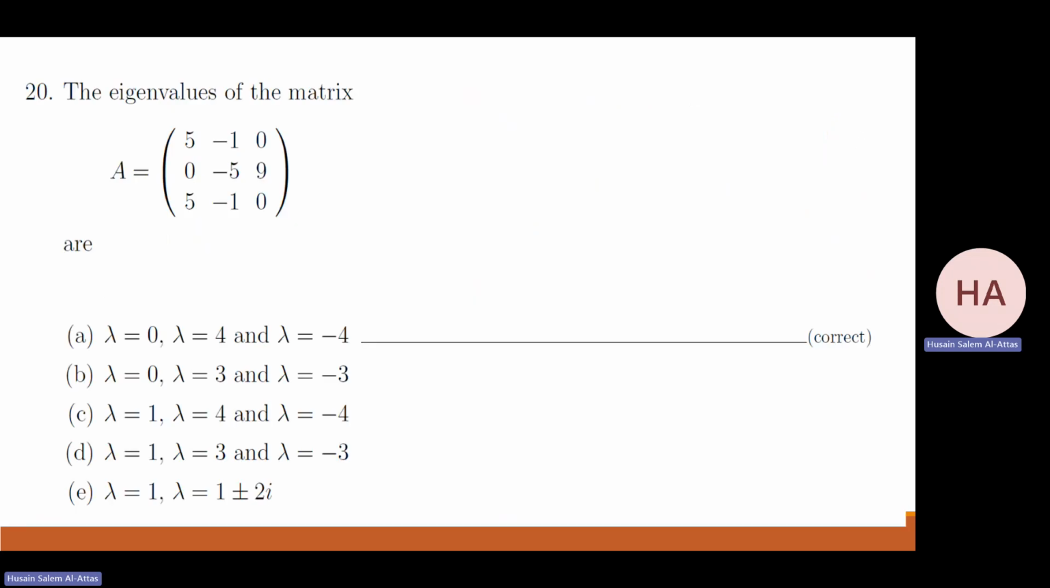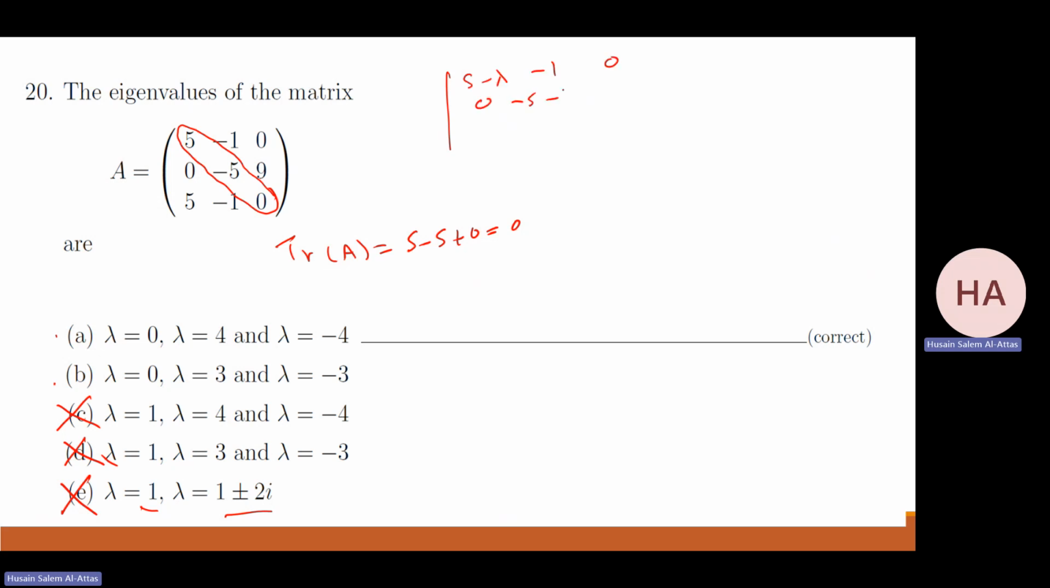I need just the eigenvalues. By the way, in this one, remember we said the trace is equal to the sum of the eigenvalues. If you add these eigenvalues, you cannot get the sum. The trace of A will be 5 minus 5 plus 0, which is 0. So this is wrong. This is wrong. This is wrong. So the possibility is this or this without solving anything. But now let me do it. 5 minus lambda, minus 1, 0, 0, minus 5 minus lambda, 9, 5, minus 1 minus lambda. So I do the expansion along the first row. Who cares? 5 minus lambda. I have what?